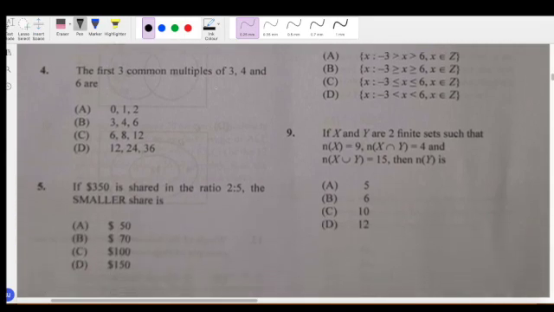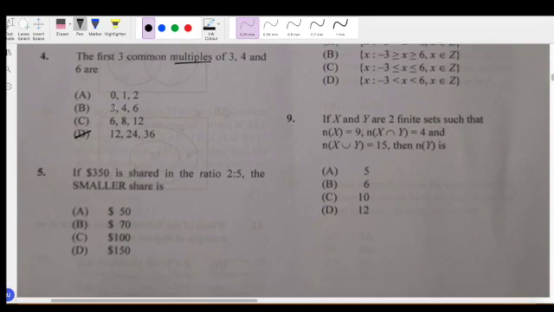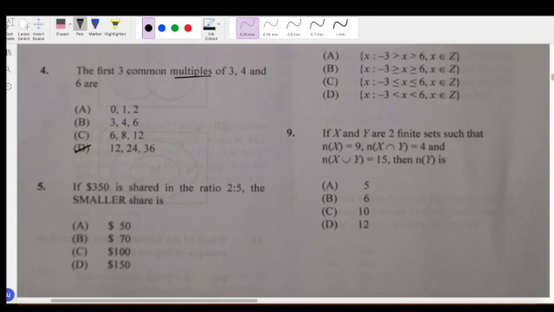The first 3 common multiples of 3, 4, and 6. Multiples are the bigger ones, fractions are the smaller ones. So the common multiples of 3, 4, and 6 would be D. You could see that in C, 3 can go into 8, and 4 can really go into 6 as well. So it wouldn't be C.